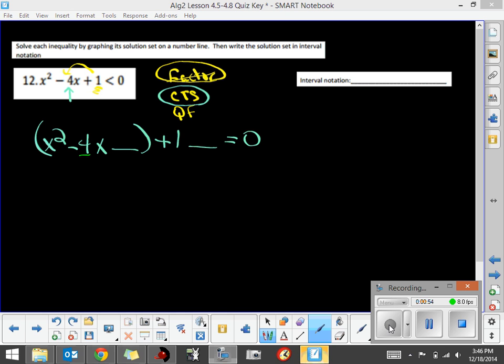So half of 4 is 2, 2 squared is 4, so I'm adding 4, so to counteract it or balance it, we subtract 4. This factors into x minus 2 squared. Then we have minus 3 equals 0.